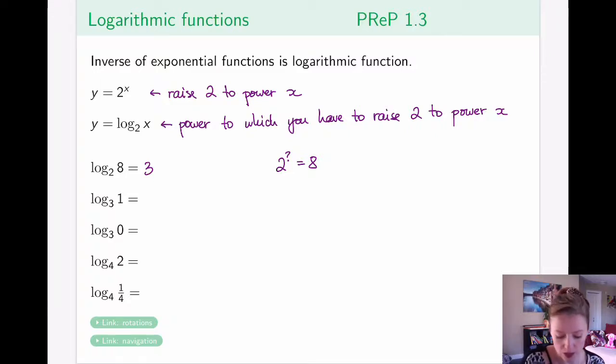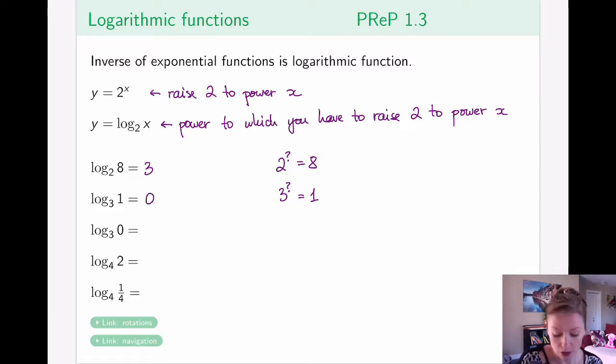Okay, let's take a look at the next one. To which power did I have to raise 3 to get a 1? So maybe on the side here, 3 to which power is equal to 1? Well, anything to power 0 is 1, so this logarithm is going to be 0.